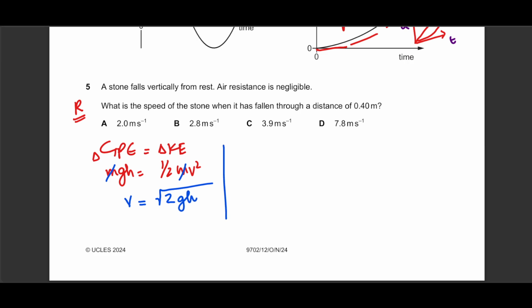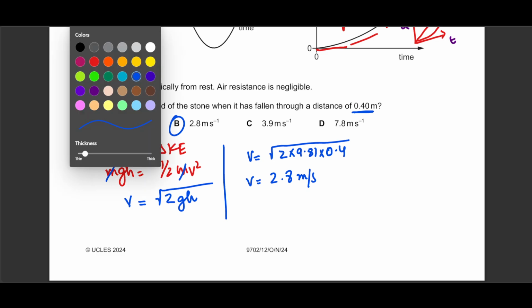So it's going to be a matter of just replacing the values now. So 2 into 9.81 multiplied by how high it was released from, which is 0.4. And don't forget to take the square root, please. So the velocity is going to come out as 2.8 meters per second, which is option B.